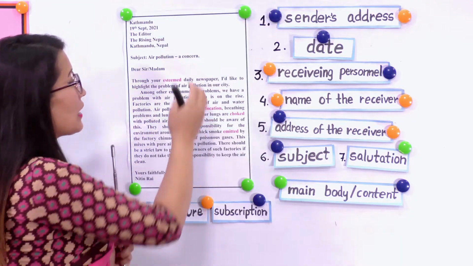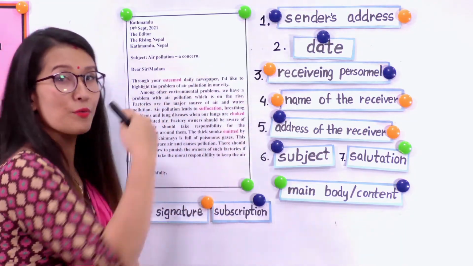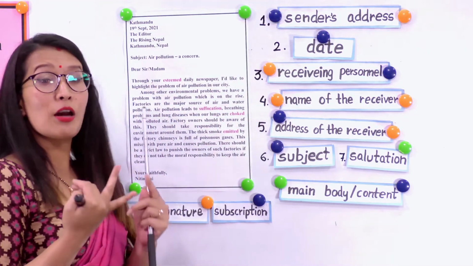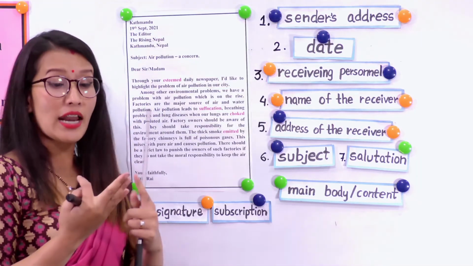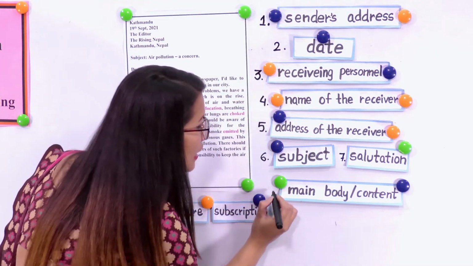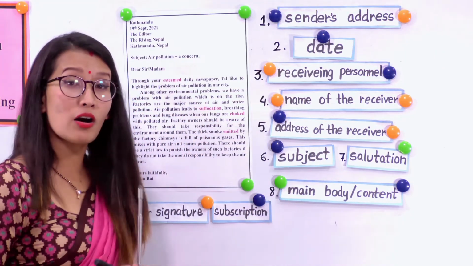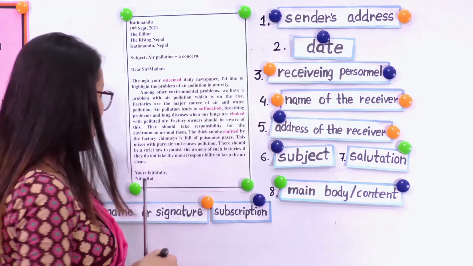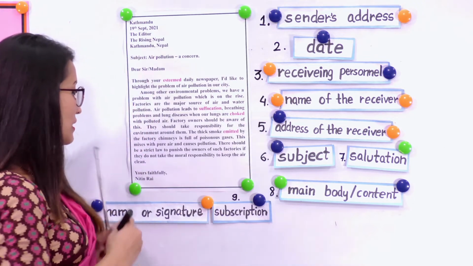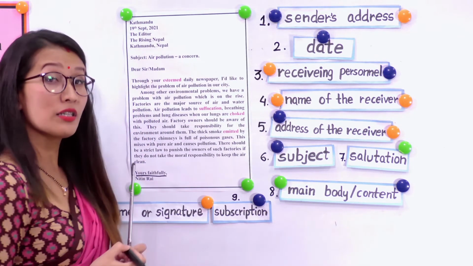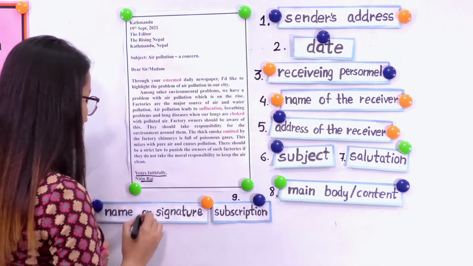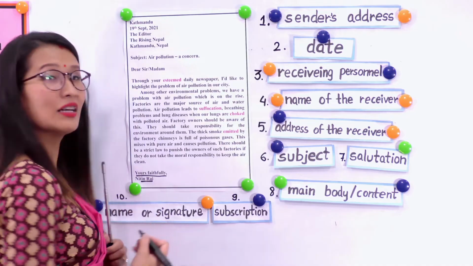Now, after that, you enter into the body part. What are you going to write about? You have to write the body, you have to write the problems, who is responsible for that, and how we can take action, everything. That means the 8th thing is the main body or content. Now, after that you need to write the subscription. The 9th is the subscription. That means yours faithfully, sincerely yours. It might be any word. And after that, name or signature, it's the 10th.